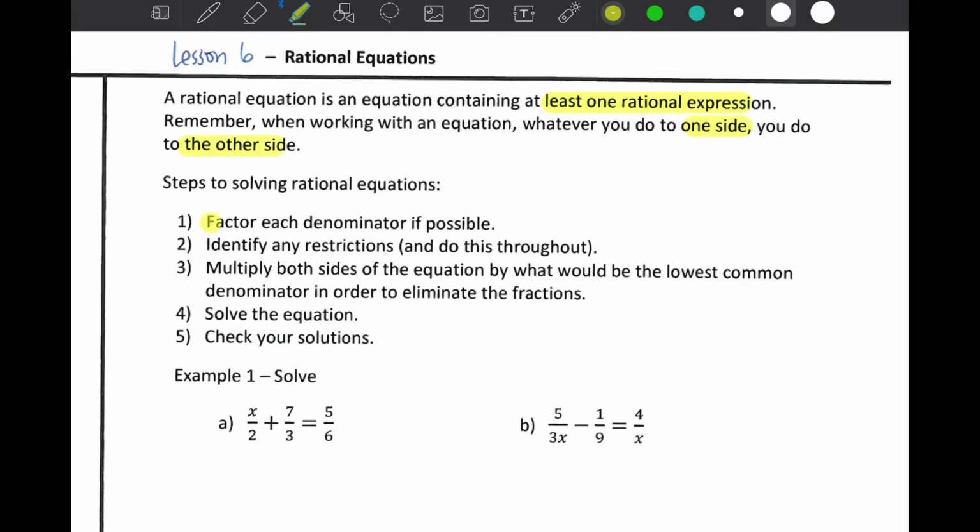First, factor each denominator if possible. Second, identify any restrictions, and do this throughout. And the third step is to multiply both sides of the equation by the lowest common denominator in order to eliminate fractions. And then you solve the equation. And lastly, check your solutions.